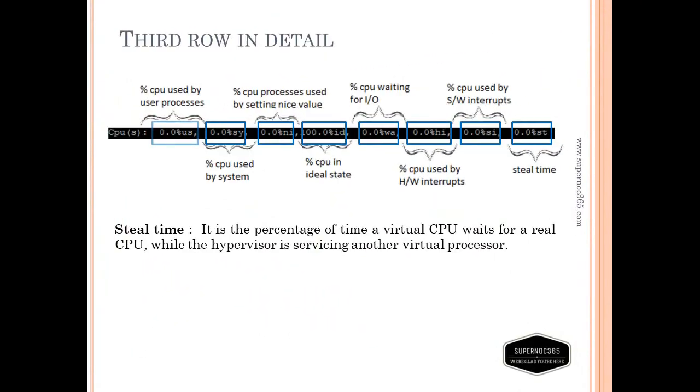The third row shows CPU utilization in detail, like percent CPU used by user processes, percent CPU used by system, percent CPU used by processes with a set nice value, percent CPU in idle state, percent CPU waiting for I/O, percent CPU used by hardware interrupts, percent CPU used by software interrupts, and steal time. Steal time is the percentage of time a virtual CPU waits for a real CPU while the hypervisor is servicing another virtual processor.